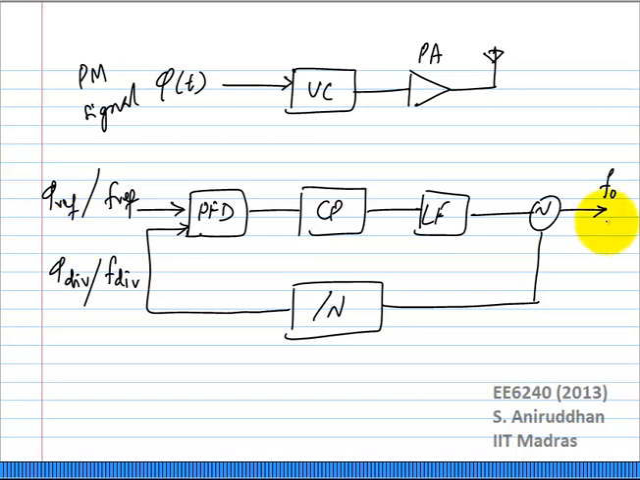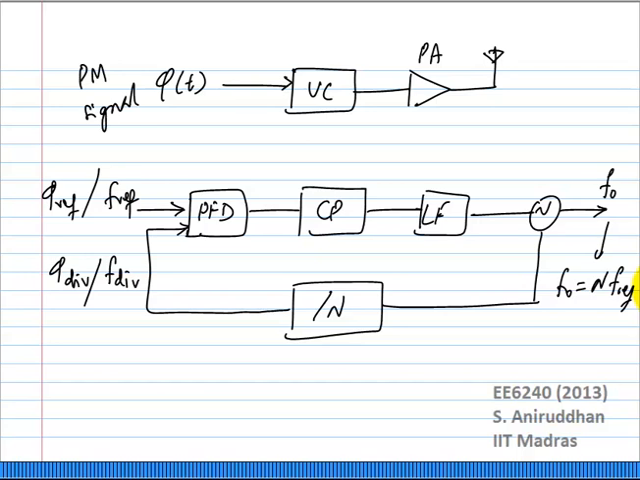Now, if you had to write this in terms of the output frequency in terms of the input frequency, the output frequency is the divide ratio times the input reference frequency. I think most of you should have learned this by now in some course or the other.